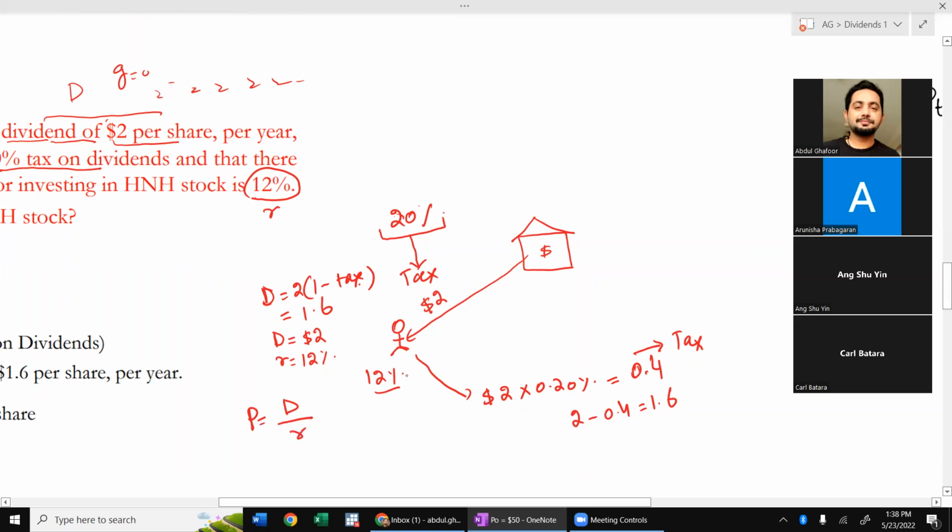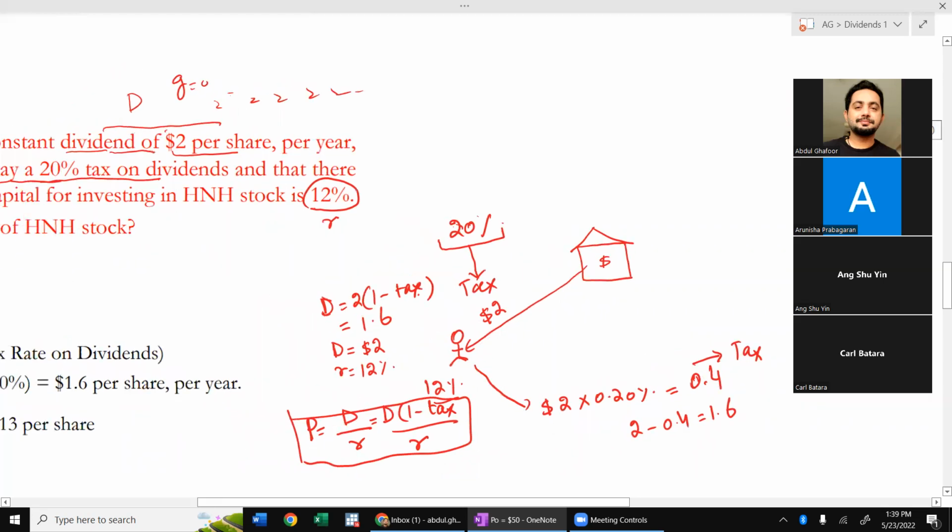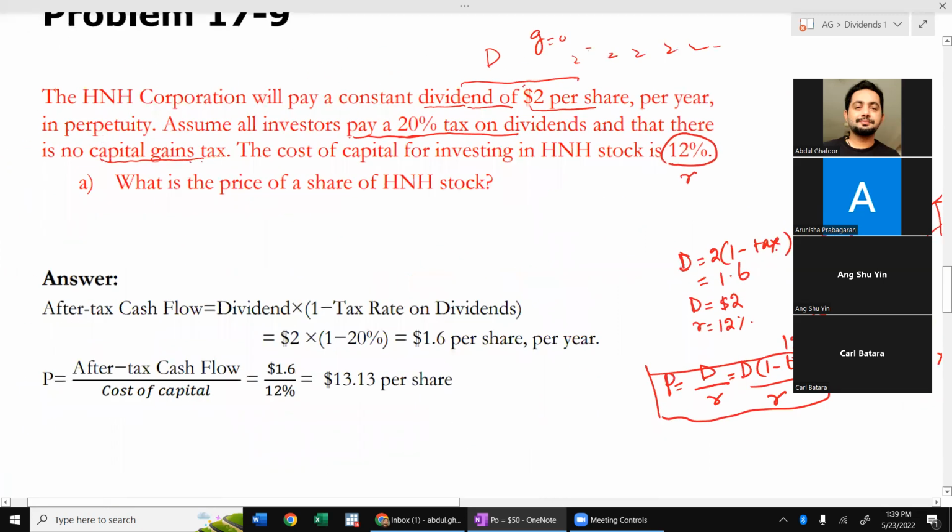But in this case, since the investor is paying tax, it will be D1 minus tax divided by R. So this will give us the answer for the price. The same thing is done here. After-tax cash flow means D1 minus tax on the dividend.